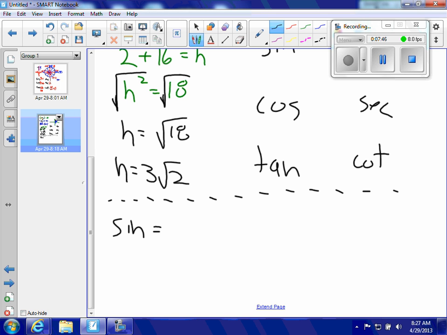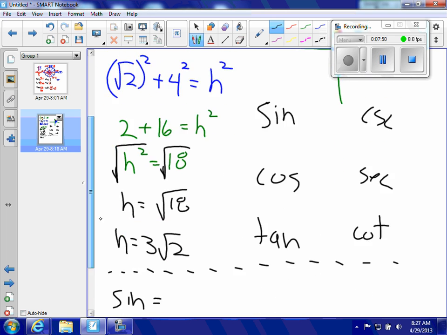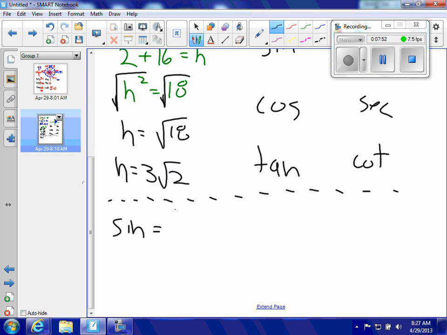So sine is going to equal 4 divided by 3 radical 2. And I have to do a little bit of rationalizing to find out what this is. So in order to rationalize, I just need to multiply the top and the bottom by radical 2. I don't have to multiply it by 3 radical 2. The only thing I'm trying to get rid of is the radical sign. So I just need to multiply it by the radical 2 that's on the bottom.